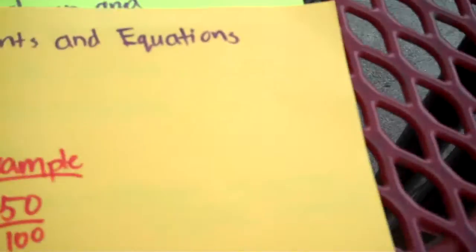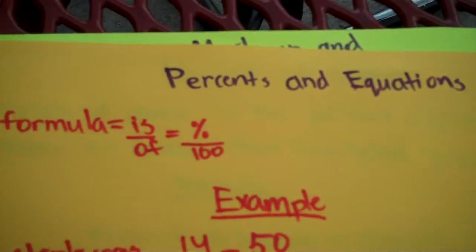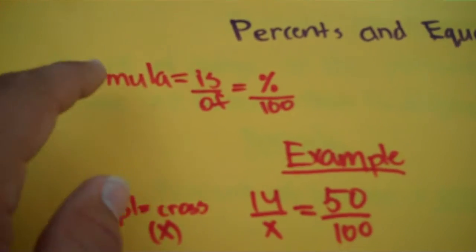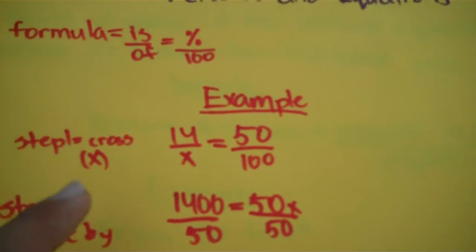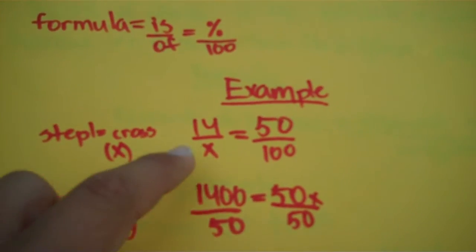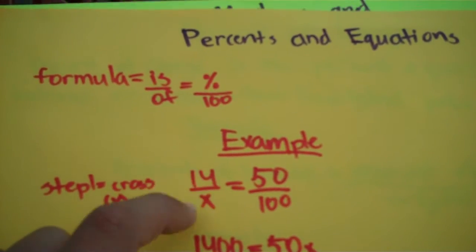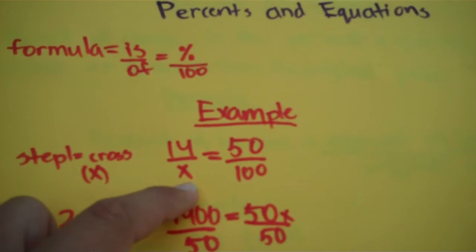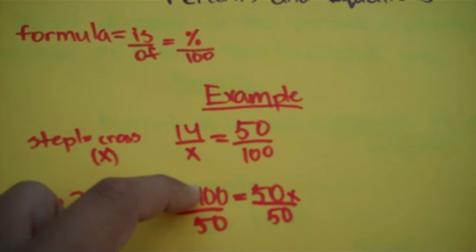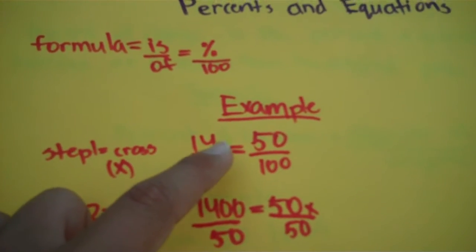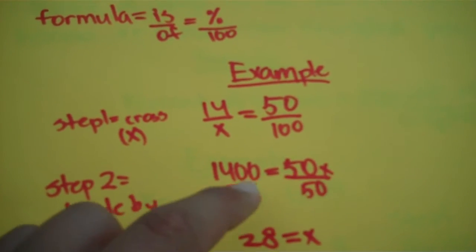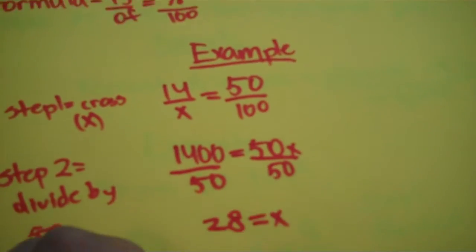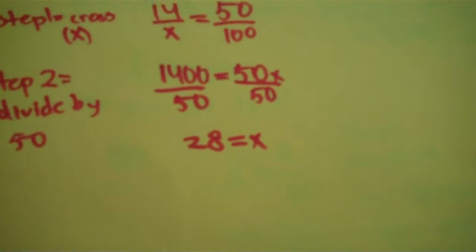Alright. Percents and equations. The formula for the percent equation is is over of equals percent over 100. So basically step 1 is to cross multiply again. So here's an example. 14 over x equals 50 over 100. 14 times 100 equals 1400. x times 50 equals 50x. And then divide it by the side with the letter, so it'd be 1400 divided by 50. Those two cancel out, and it'd be 28 equals x. And that's all you have to do.